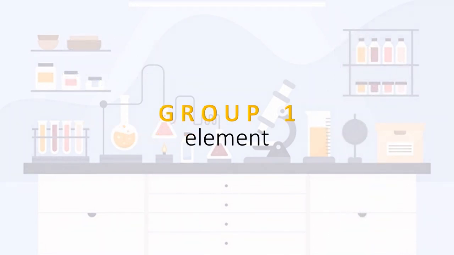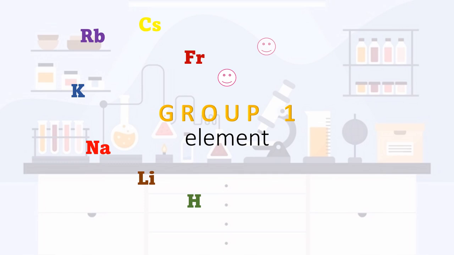Can you guess what are the elements in group 1? The elements in group 1 are hydrogen, lithium, sodium, potassium, rubidium, cesium, and francium. Group 1 metals are the most reactive metals on the periodic table and do not exist free in nature.